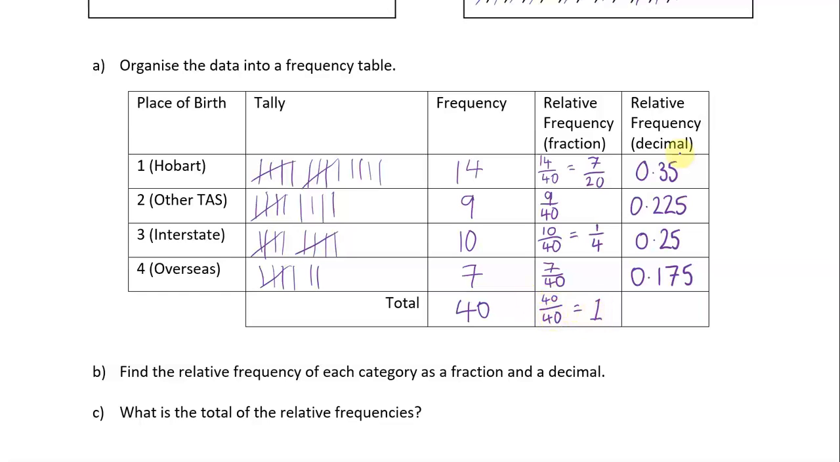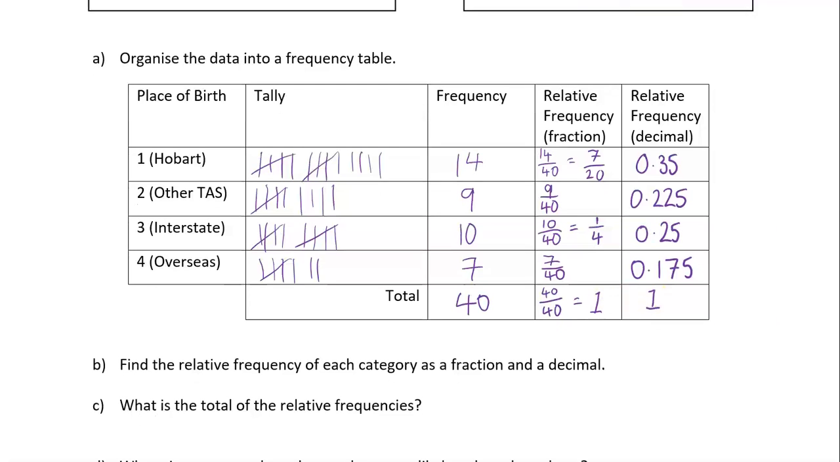We try the same thing with our decimals. 0.35 plus 0.225 plus 0.25 plus 0.175. That will give us a relative frequency of 1 as well. Now, they should be the same. Our relative frequency adding up the fractions and decimals should be the same. Sometimes we might get a slightly different answer here if we round off these values. And we might have a rounding error, and this might end up being just less than 1 or just over 1, but it should be exactly equal to 1.